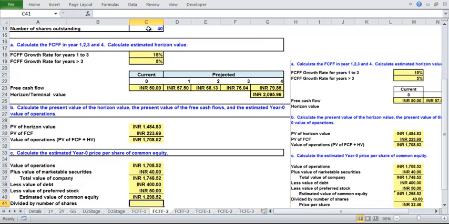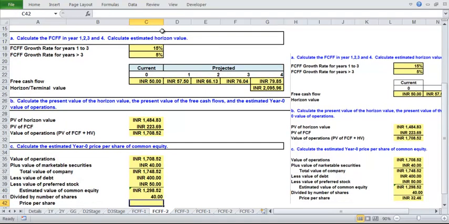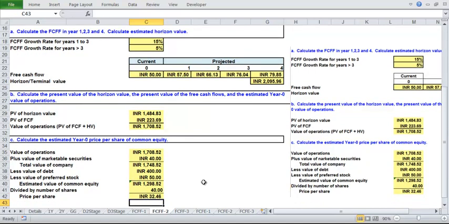This is the value of equity, and we know that the total number of shares is 40 and the price per share will be this by 40. So this is the value per share using the free cash flow to the firm 2-stage model.